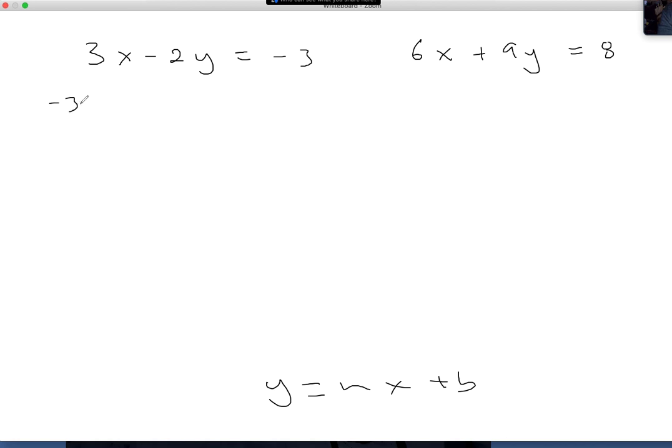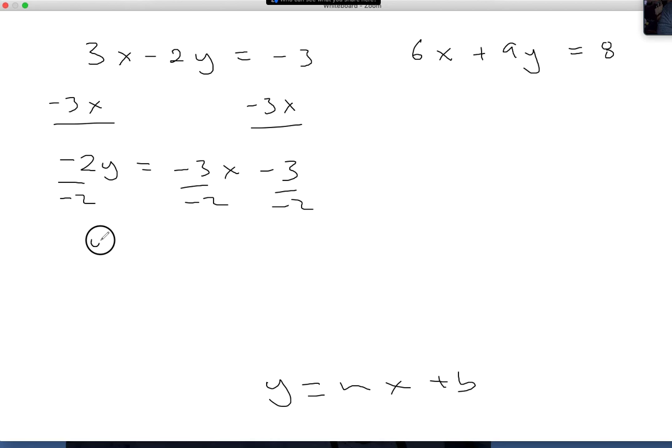So if I'm going to do that out, I'm going to bring the 3x over, which I think is exactly what you did. So now I have negative 2y equals negative 3x minus 3. And then we are dividing both sides by negative 2 to isolate the y, and we end up with positive 3 halves x plus, it doesn't matter, but 3 halves.